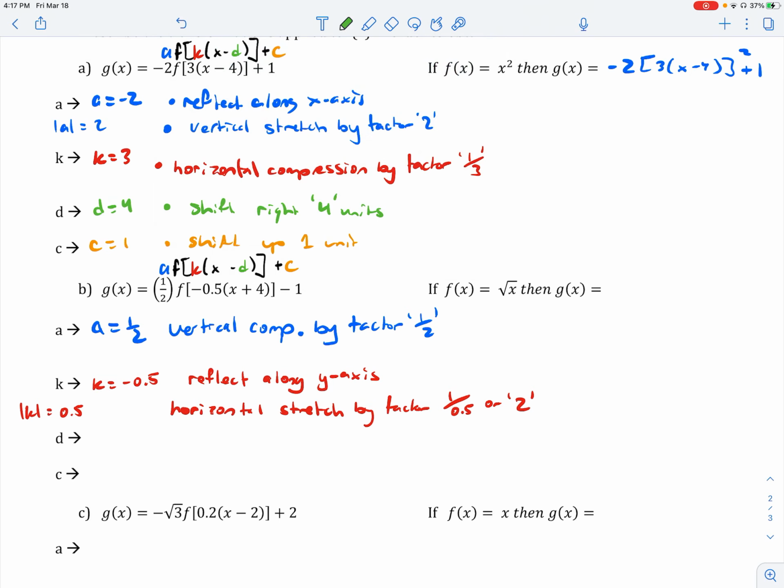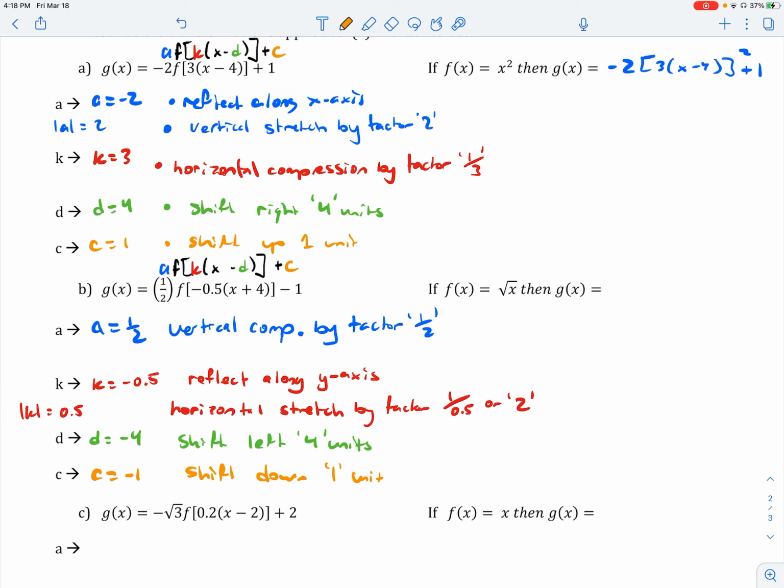D is equal to, if I compare this to this, I know that D must be negative 4. D is negative 4, I get the plus 4 in there, right? So D is negative 4. That means we're going to shift left 4 units. And at the very end, we can see C is negative 1. That means we shift down 1 unit.